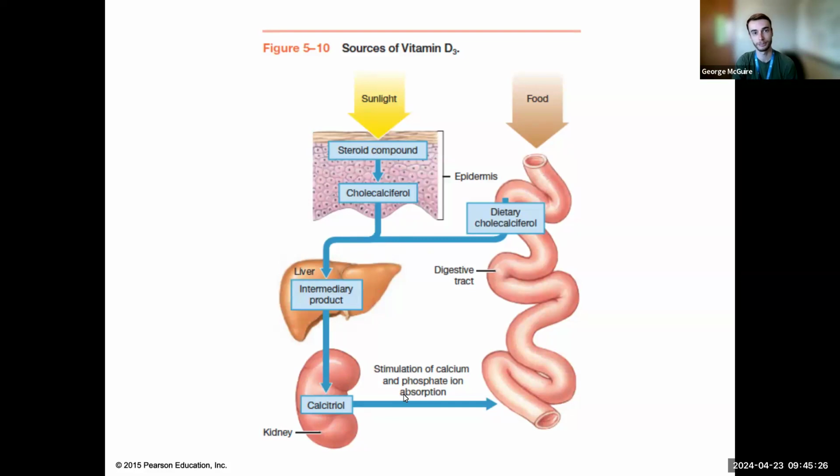And calcitriol is really important for stimulating the absorption of calcium and phosphate, which both make up a majority of the matrix of our bone. They make up the hydroxyapatite crystals that make up a majority of the mass of our bone, or the structure of our bone anyways. And so you don't want to block all of your exposure to UV radiation, because that is beneficial to us in helping us produce our own vitamin D.